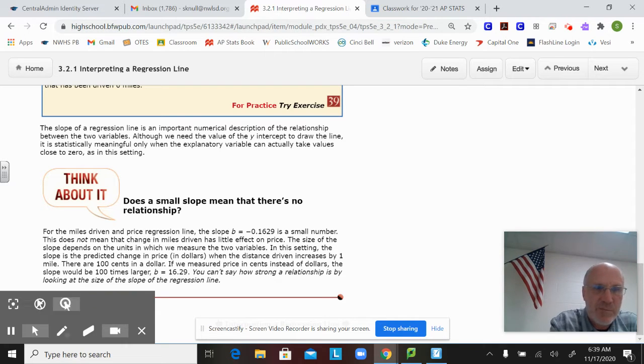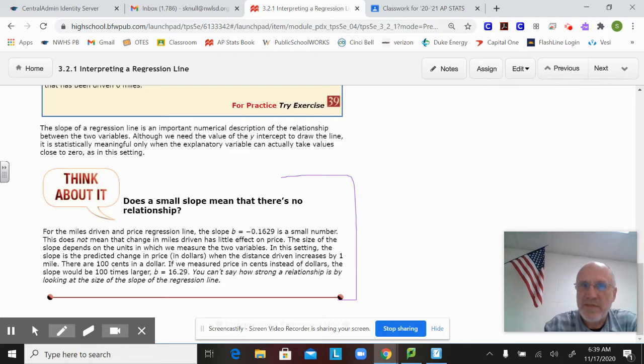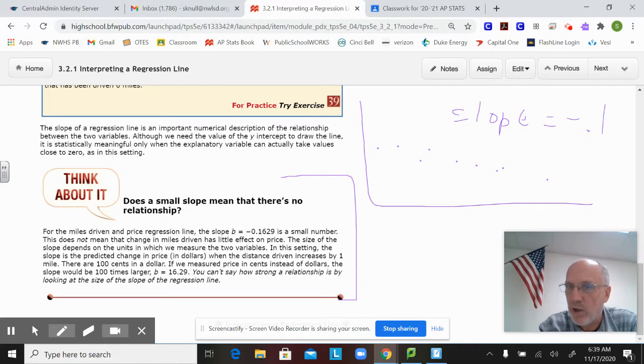I really like this paragraph right here, which you should have read already. It says that a small slope means there's no relationship. Remember, if the data goes down like this, the slope is fairly not steep. So the slope might be negative 0.1, like very small. That does not mean there's no relationship. The correlation could be really strong.